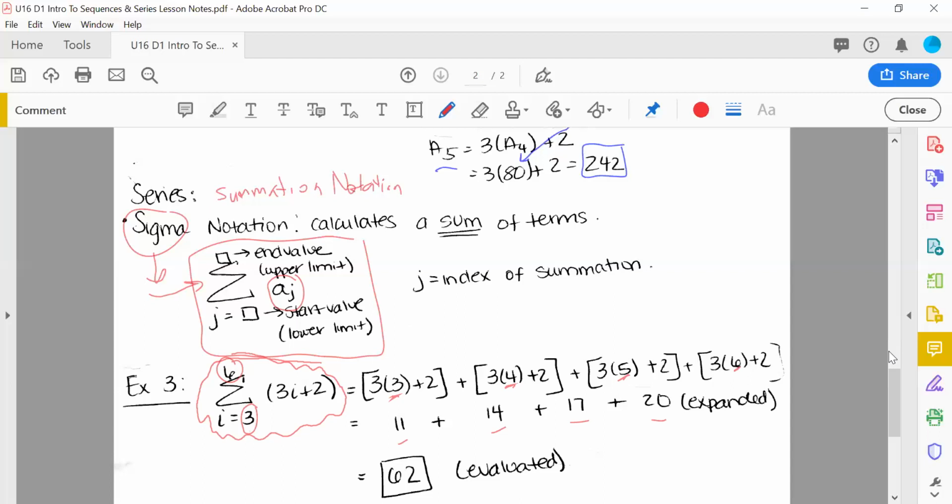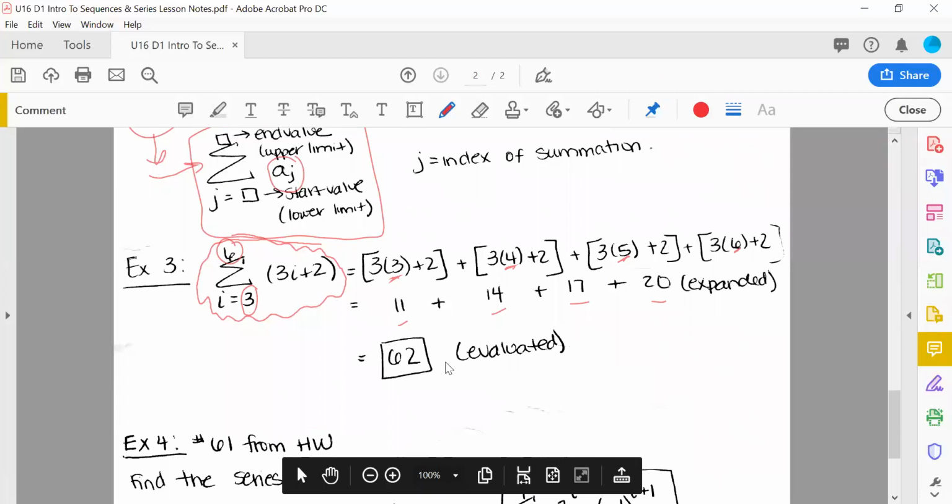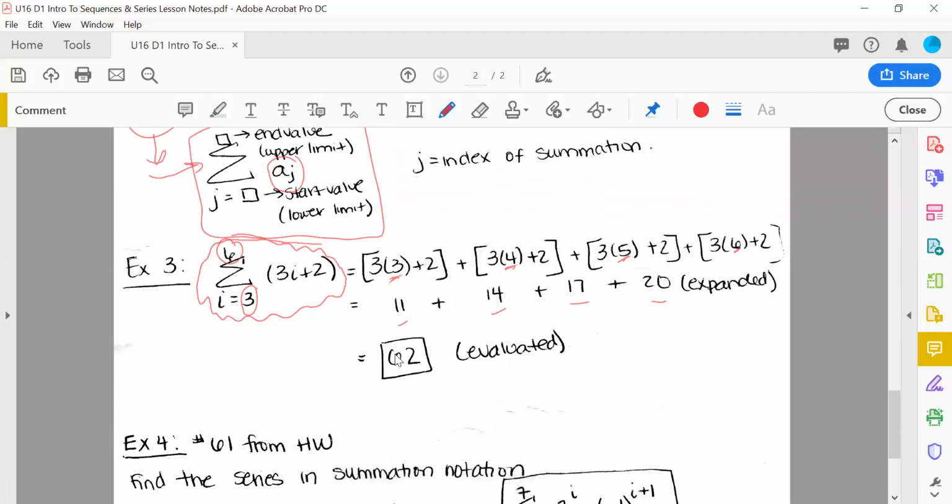Do not make the mistake of just finding those 4 answers and leaving them the way they are. The Greek letter sigma means add stuff up. So add up the answers and you'll get a final answer of 62. That's really it. You go from the bottom number, plug in until you get to the top number, find all the answers individually, and then add them up. And Bob's your uncle. That's it.